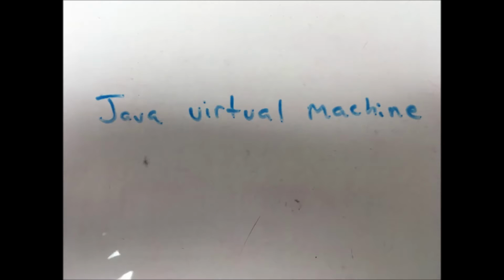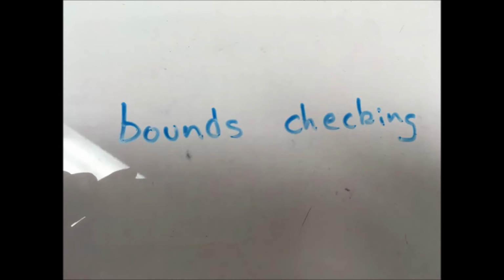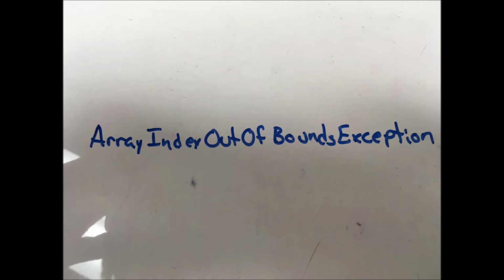When a program is running and it tries to access an element of an array, the Java virtual machine checks that the array element actually exists. This is called bounds checking. If the program tries to access an array element that does not exist, the Java virtual machine will generate an array index out of bounds exception. Ordinarily, this will halt the program.